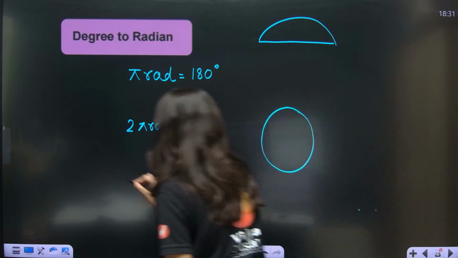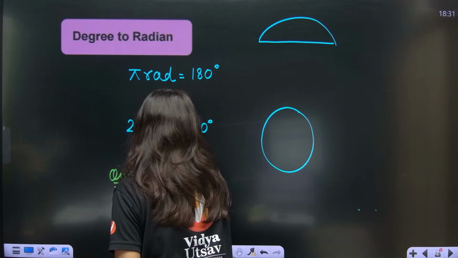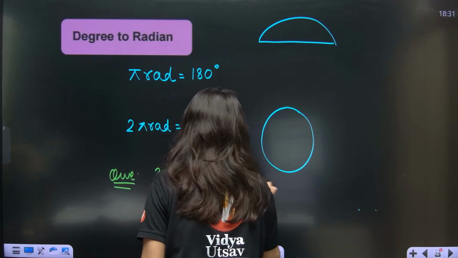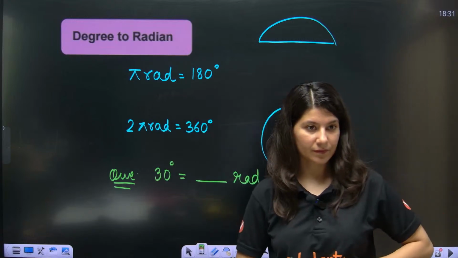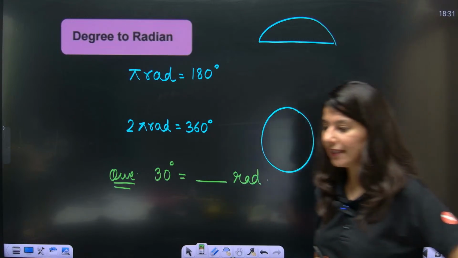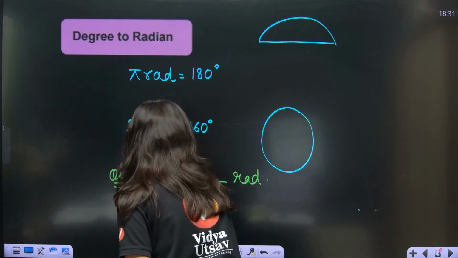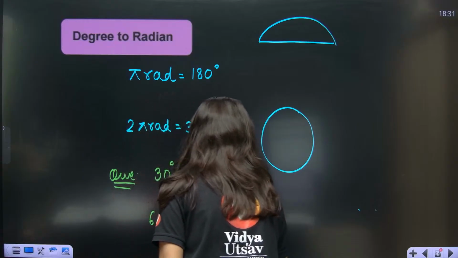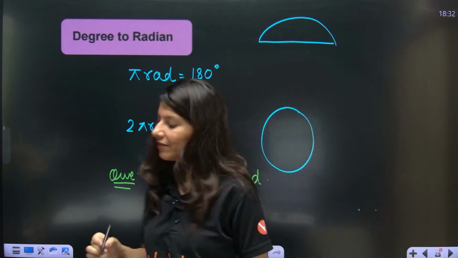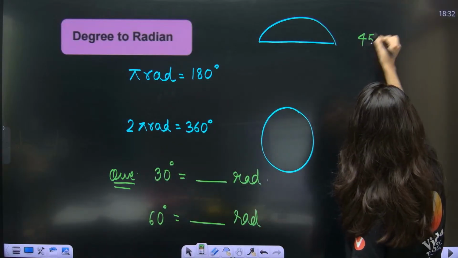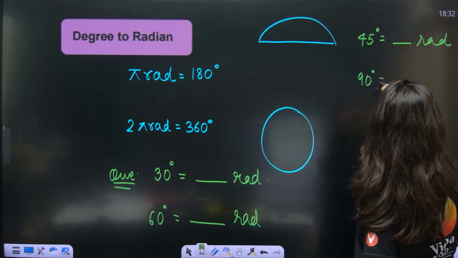I will give you a question. Question number 1. Convert 30 degree into how many radian? 30 degree is what radian? Quickly. Then 60 degree is equal to what radian? Then you have 45 degree is equal to what radian? And 90 degree is equal to what radian?